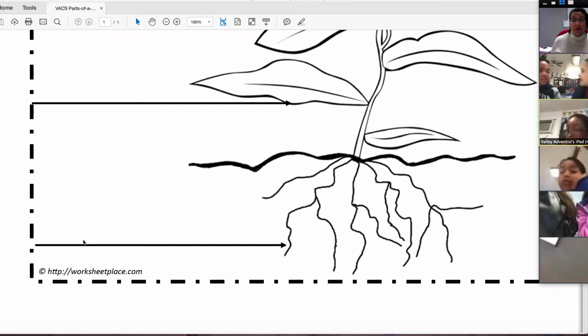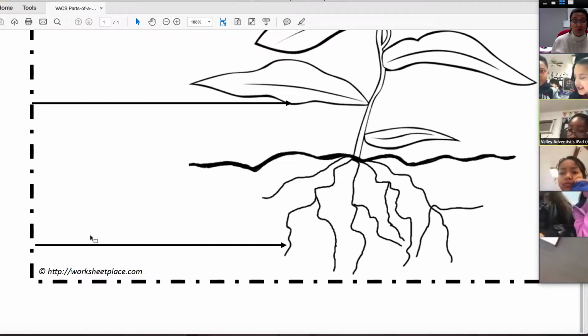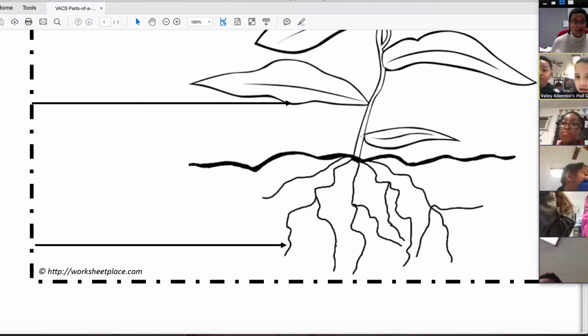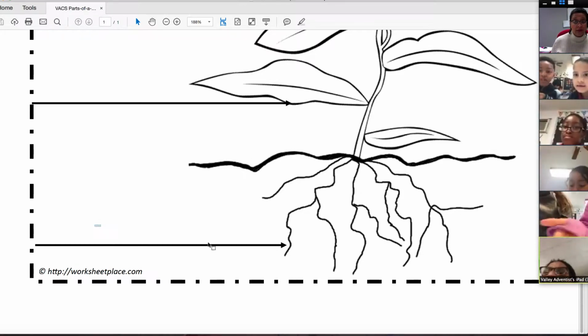Here we want to put the word root in. Can you all do that for me? Right, on your handout, go ahead and fill in root on this line.